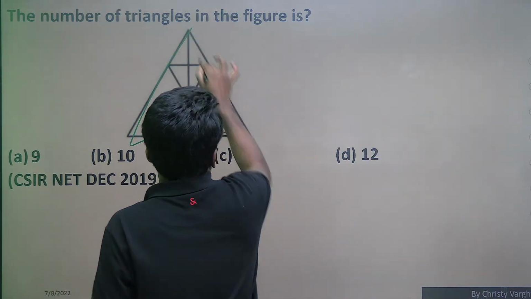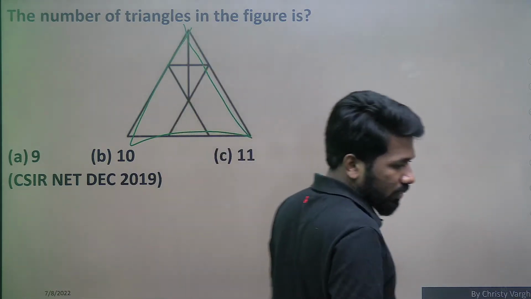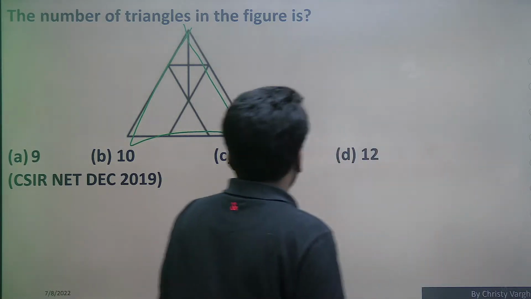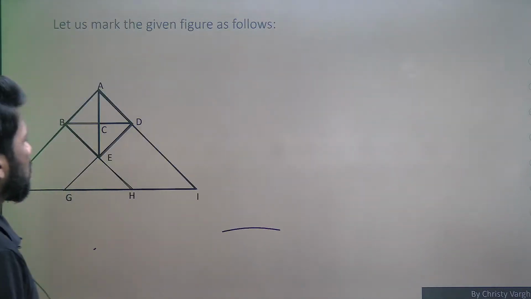And the biggest triangle, this triangle. So that is total 12 triangles. Is this clear now? How 12 triangles are possible? Please mention. So that is how this question can be done.